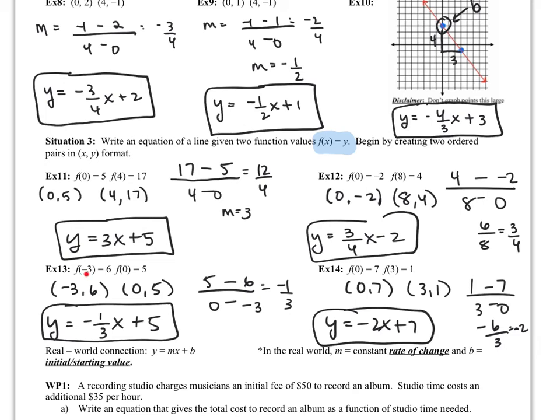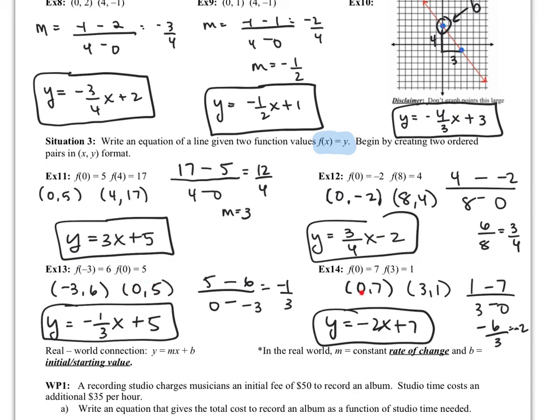On example 13, my ordered pairs are (negative 3, 6) and (0, 5). 5 minus 6 is negative 1, and 0 minus negative 3 is 3 for a slope of negative 1/3, and my y-intercept is 5. Remember, it's the one that's paired with 0, kind of like a little curveball here because that ordered pair just happened to come second.